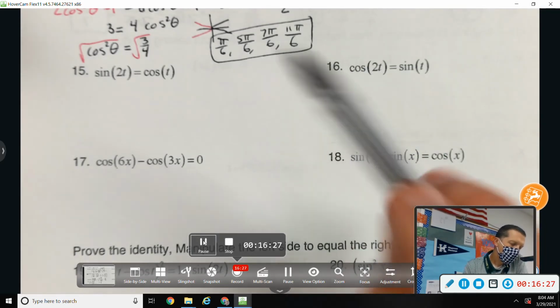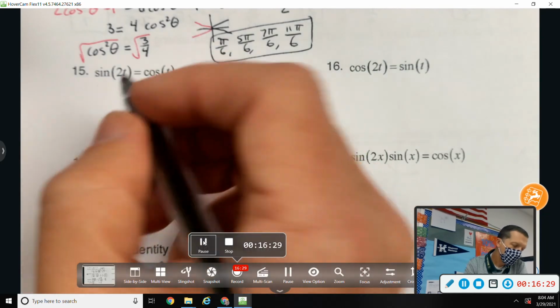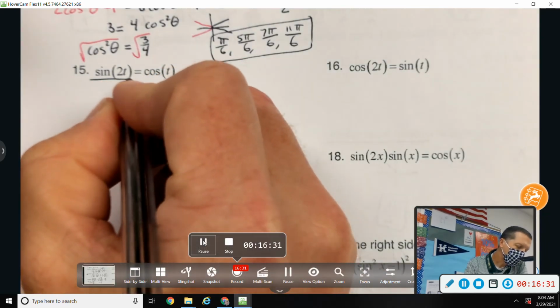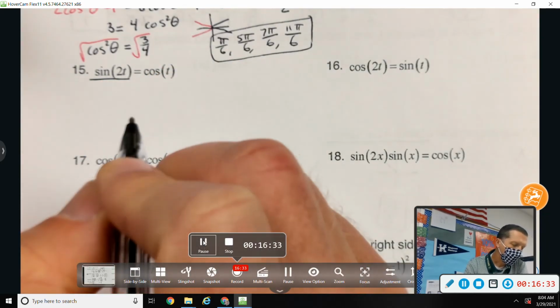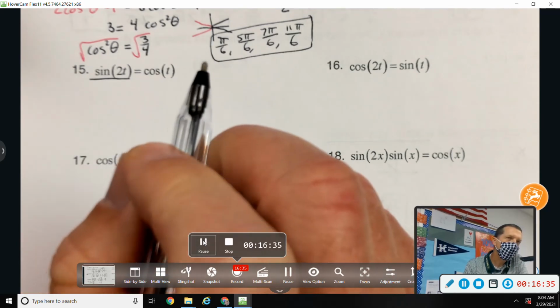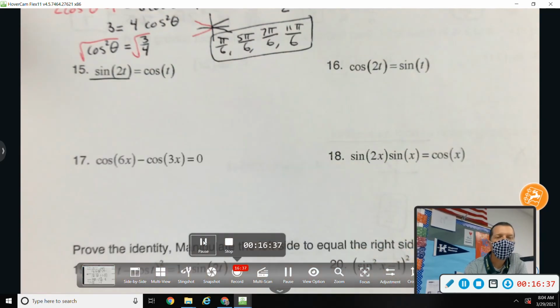All right, why don't you try number 15? So use a formula for sine of 2t. And then a hint will be, don't divide both sides by anything, but move stuff over and factor it out. So try 15, but don't be dividing anything. Move stuff over and factor it out after you make the substitution.